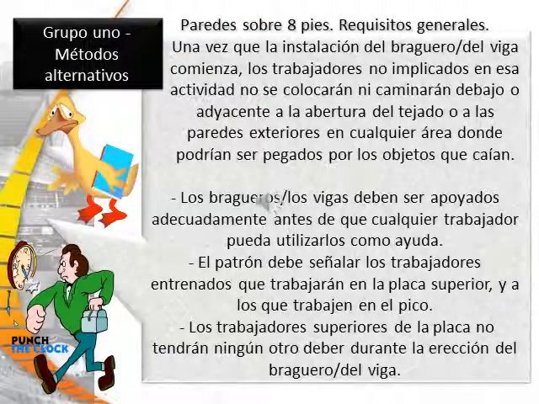Okay, let's restate the requirements for walls over 8 feet. Once a truss or rafter installation begins, workers not involved with that activity shall not stand or walk below or adjacent to the roof openings or exterior walls in any area where they could be struck by falling objects. Trusses and rafters must be adequately braced before any worker may use them as support. The employer must designate the trained workers who will work on the top plate and those who will work on the peak. Top plate workers shall have no other duties during the truss rafter erection.